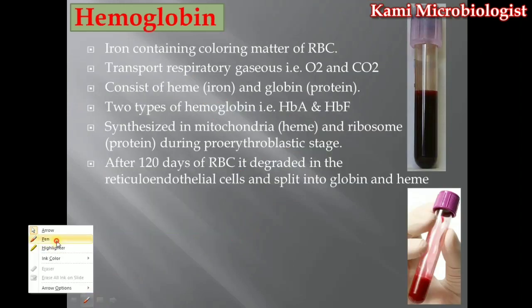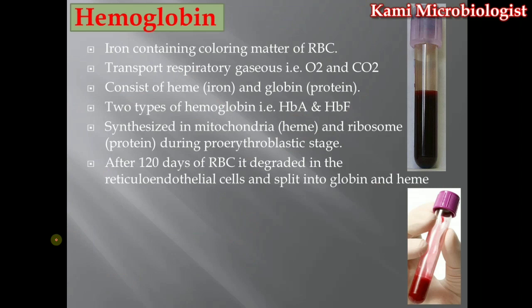Now, to explain the test in more detail, first of all we have to know about hemoglobin. Hemoglobin is the iron-containing pigment molecule of the RBC. The function of hemoglobin is to transport respiratory gases, meaning it can transport oxygen to all parts of the body. Hemoglobin is present on the RBC, so it carries the oxygen and can also expel carbon dioxide from all parts of the body through the lungs.